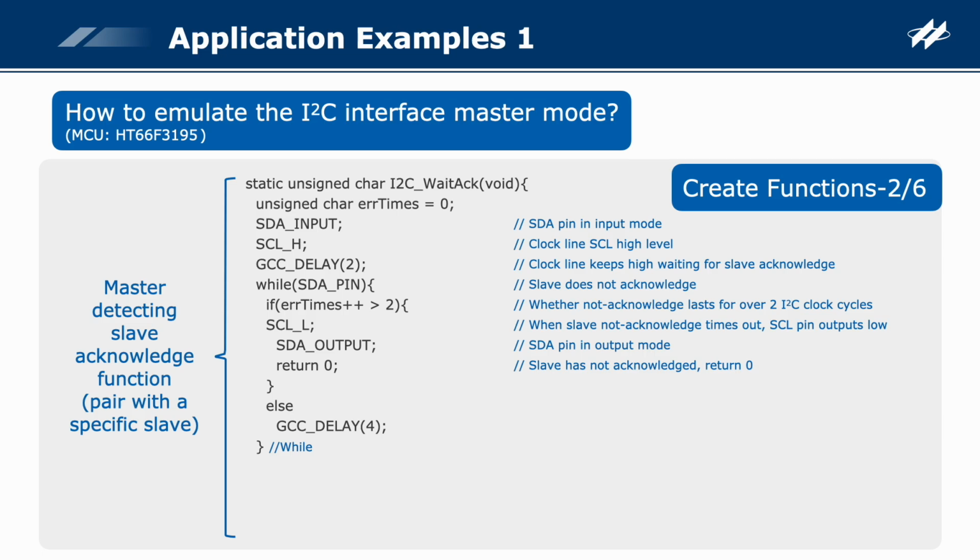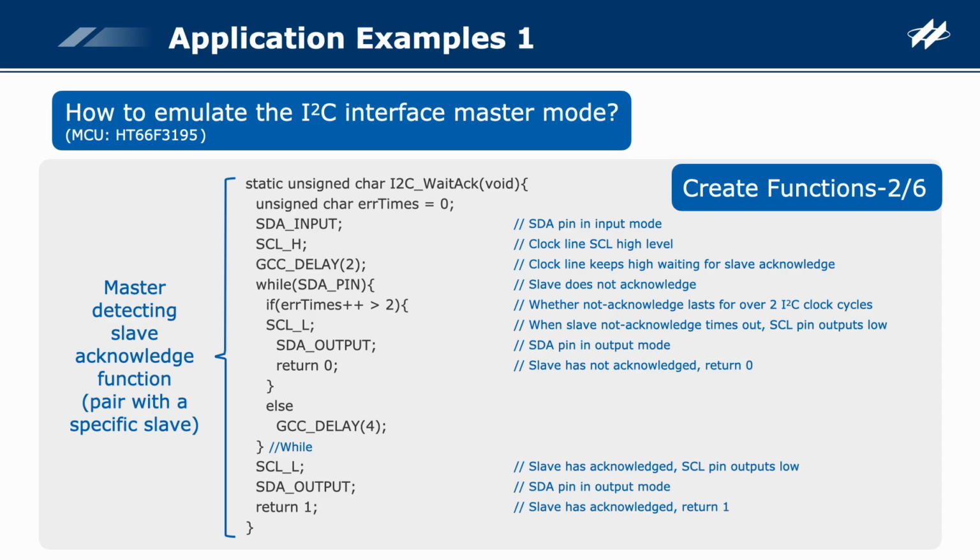the not acknowledge result. If the address is correct, the corresponding slave on the bus will pull low the SDA line during the SCL high level. The master will detect the SDA low level as an acknowledge signal, then set the SDA pin to output mode and return the acknowledge result.